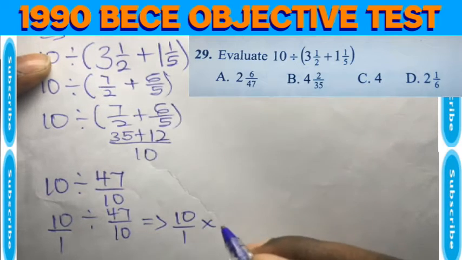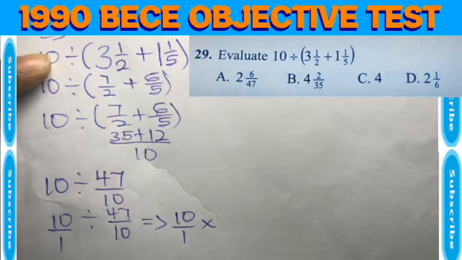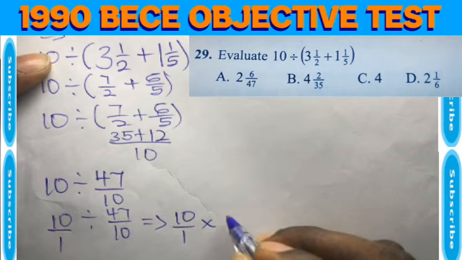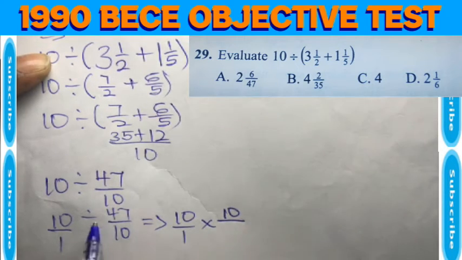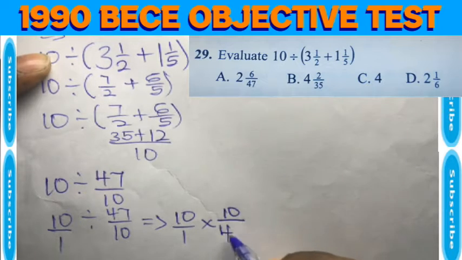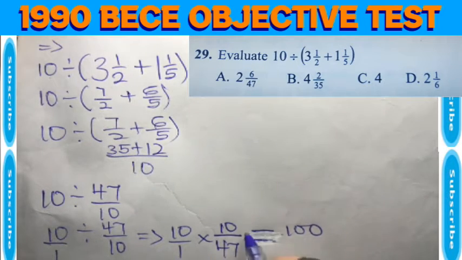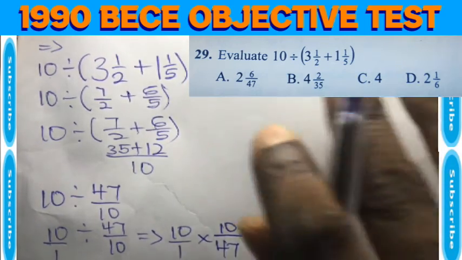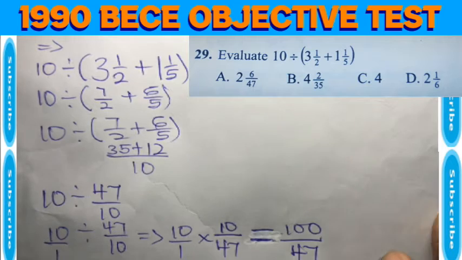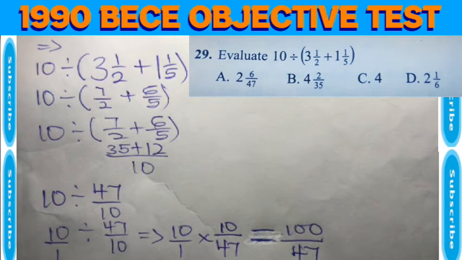10 goes up. Denominator 10 becomes the numerator now. We have 10 up, and then 47, which is the numerator, comes down. Now it becomes the denominator. So we have 47 down there. So over here, 10 multiplies 10, you have it to be 100. 1 multiplies 47, you have it to be 47. So right from here, if you check and there is no answer related to this, then it means we have to change this to a mixed fraction.